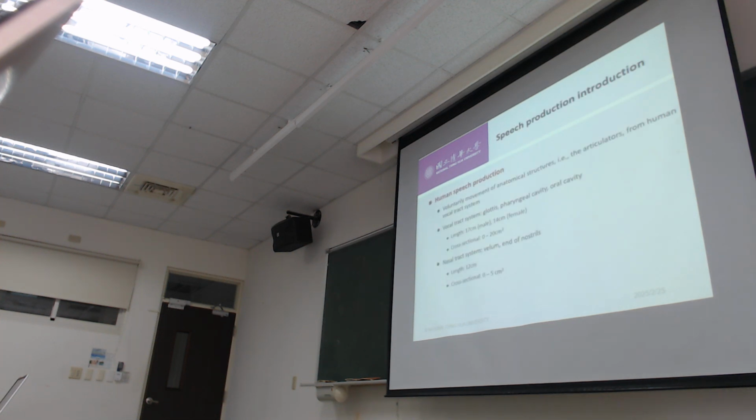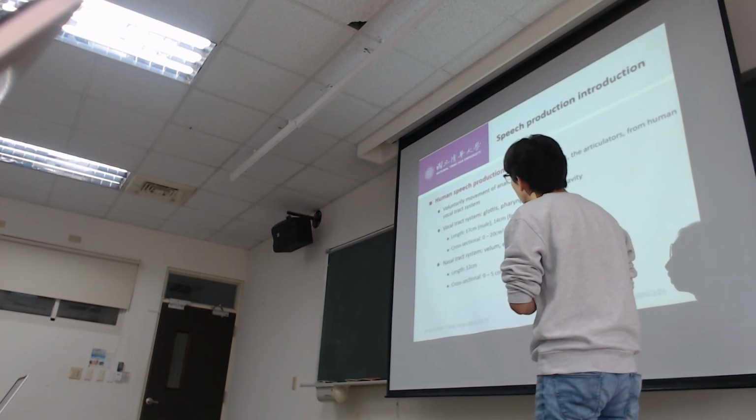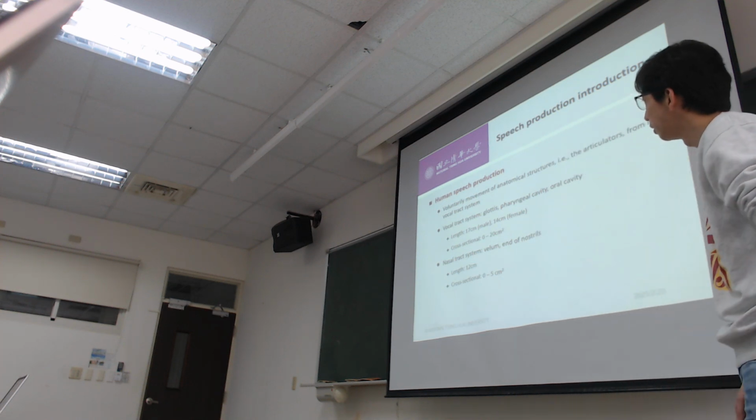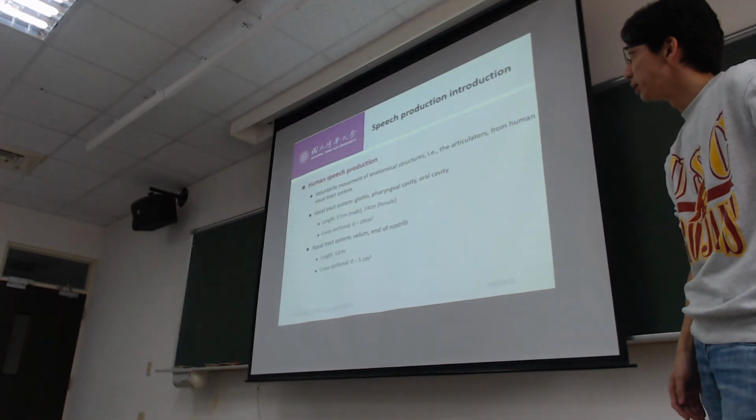Human speech production consists of voluntary movements of your articulatory structures. We call them articulators, which is basically your vocal tract system. The vocal tract system has different subcomponents. I'll show a cross-sectional view later: the glottis, pharyngeal cavity, and oral cavity. The vocal tract length is a little longer for males, about 17 centimeters, and for females 14 centimeters. The cross-sectional area is about 0 to 20 square centimeters.